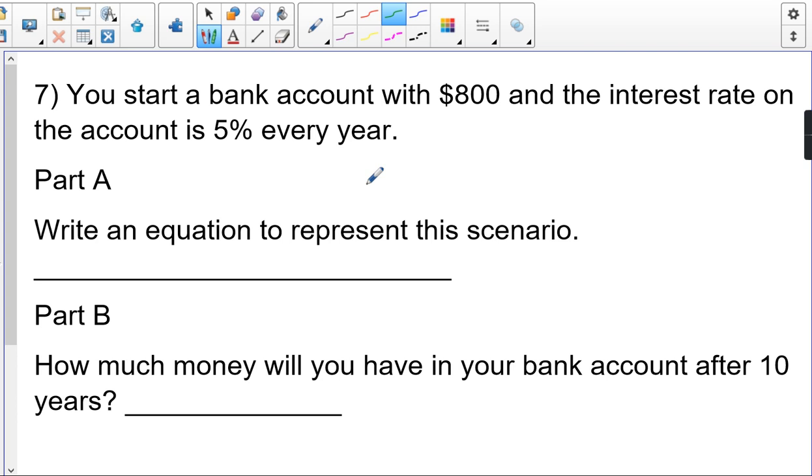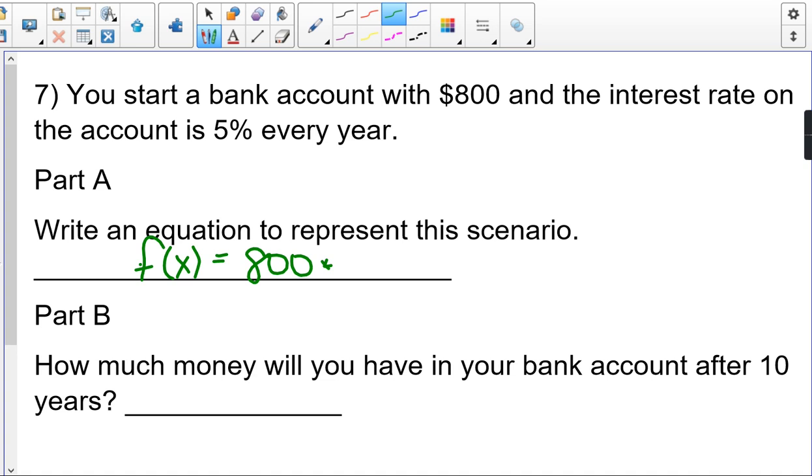So we need to think about the initial value, how much we start with, and what would be the constant factor. What are we going to multiply by? So we're looking for the total amount of money after x years. So it's going to be a function of the number of years. So f of x equals, well, the starting amount, that's $800. And then the tricky part is figuring out what do we multiply by.